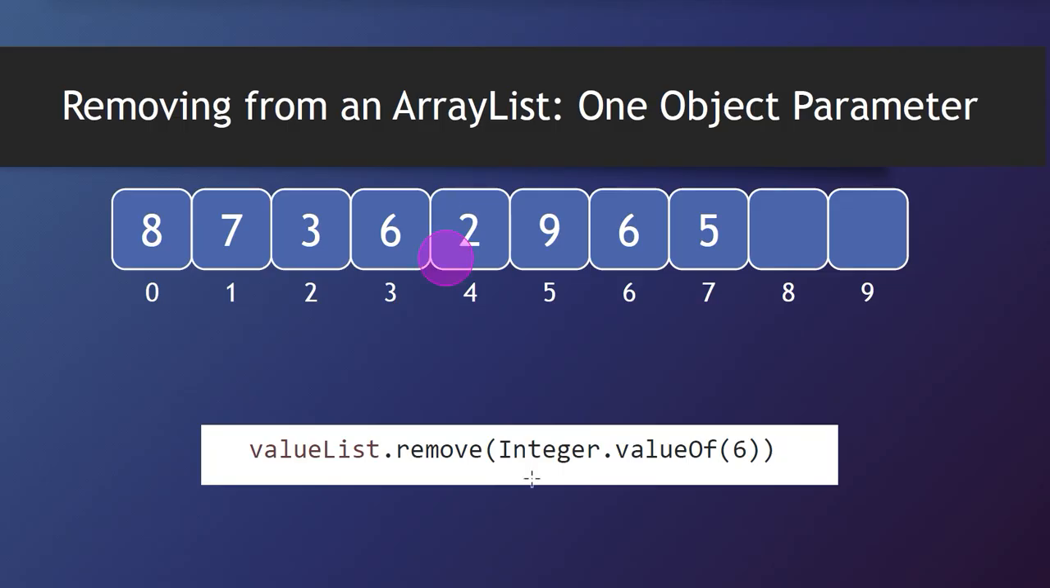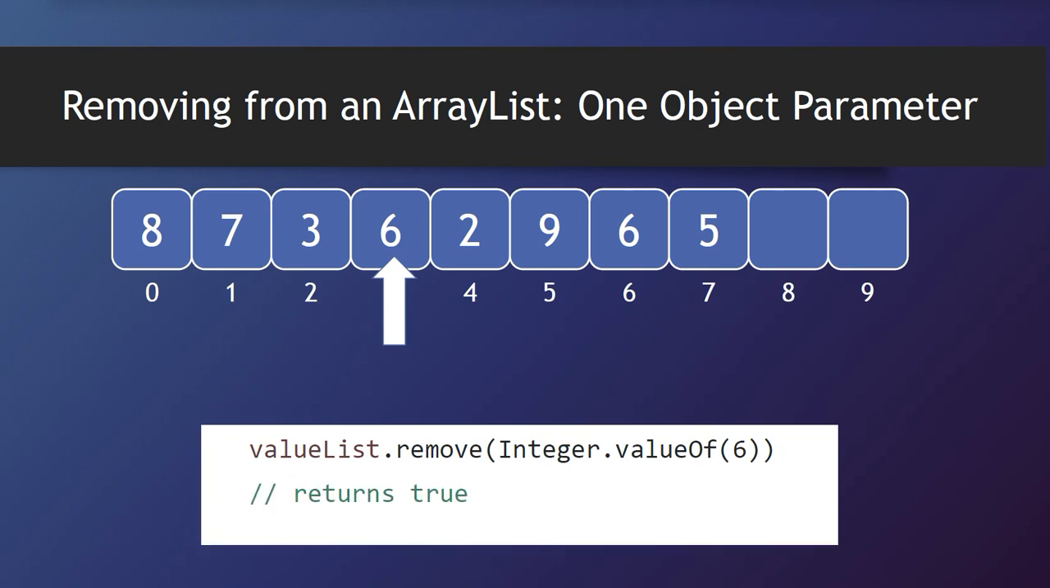So in order to pass in an object, we use the wrapper class to get the object version of the value we want removed. You only need to think about this when you have arrays that hold numbers. If you have an array of strings or other types of objects, this wouldn't be an issue. But in this case, if we want to pass in the object of 6, we can do so using Integer.valueOf. This will then find the value of 6, which is here at index 3, and it will shift everything down to cover up the gap that remains.